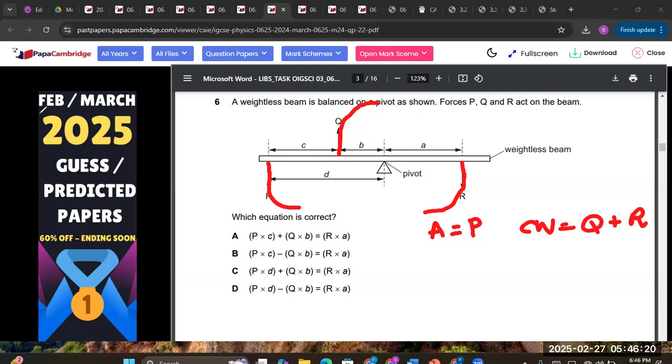Now, we will do force into distance. So anti-clockwise is P into distance. So the distance of P from the pivot is this thing. So P multiplied by D. Clockwise is going to be Q. So Q multiplied by distance from the pivot. Distance from the pivot is D.